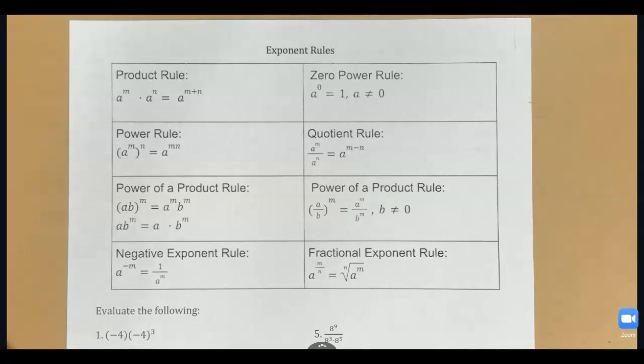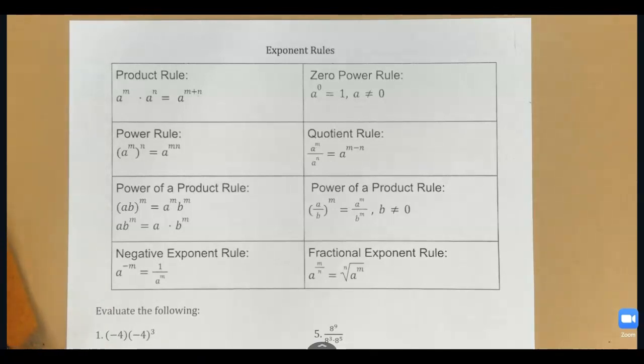Our product rule, if I'm multiplying like terms, I add their exponents. My power rule, if I raise an exponent to another exponent, I multiply the exponents. Negative exponent, again, if I want to turn it into a positive one, I have to move it to the opposite side of the fraction. So if it was in the top, I move it to the bottom and vice versa.